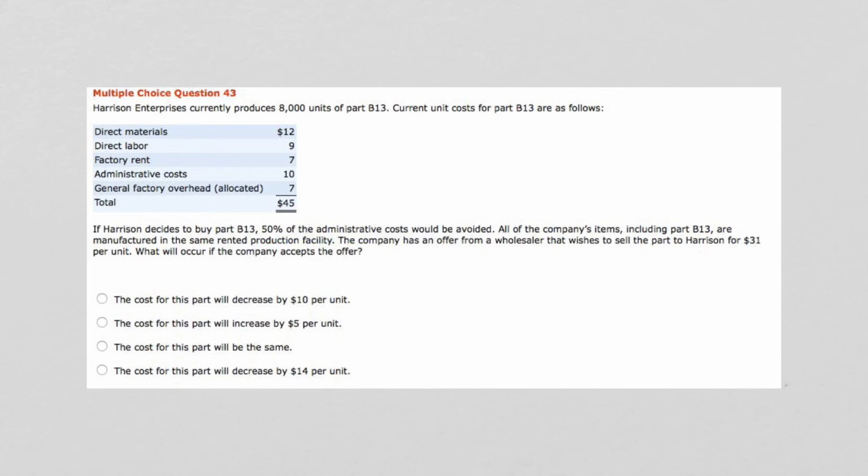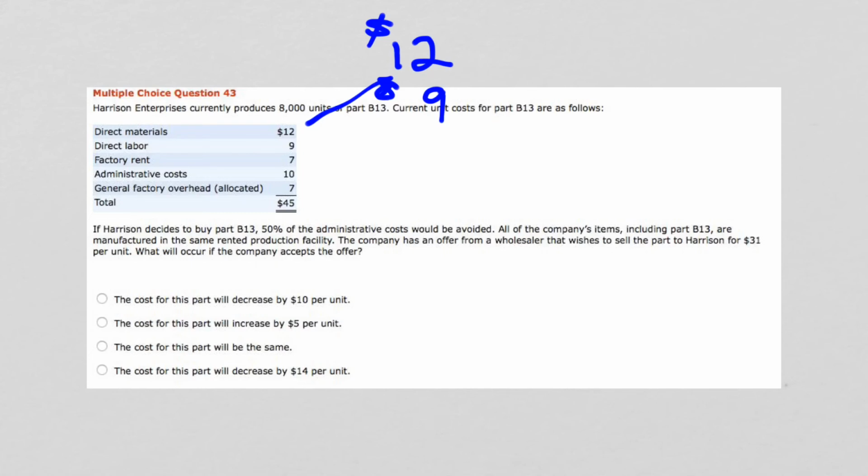If we do not produce it ourselves and we buy it, let's see what we're going to save. Well, per unit, we're going to save $12 because that's direct material. We're going to save $9 labor because that's direct, so that's incremental. The factory rent, so that's a question. What happens to the factory rent?